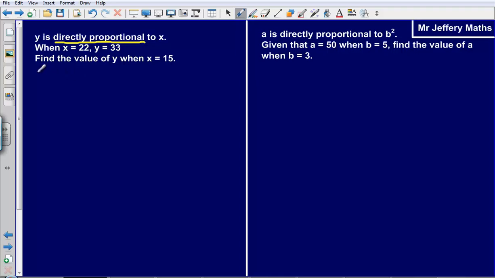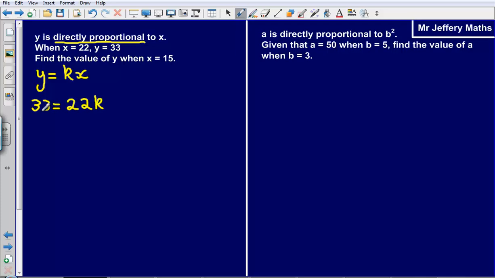The way in which we figure it out is we say that y is equal to kx, where k is just the relationship that we're looking for. How many times bigger is y than x? The way we figure out the relationship is we substitute these values into this formula. We know that y is 33 and we know that x is 22. So I can say that 33 is equal to 22k, just substituting in those x and y values.